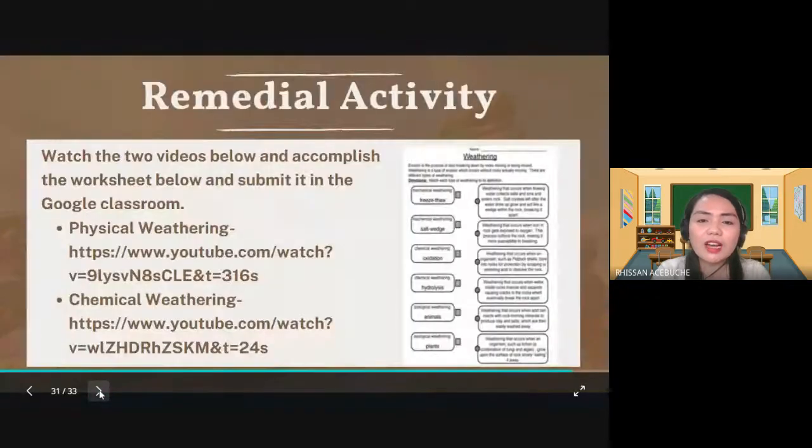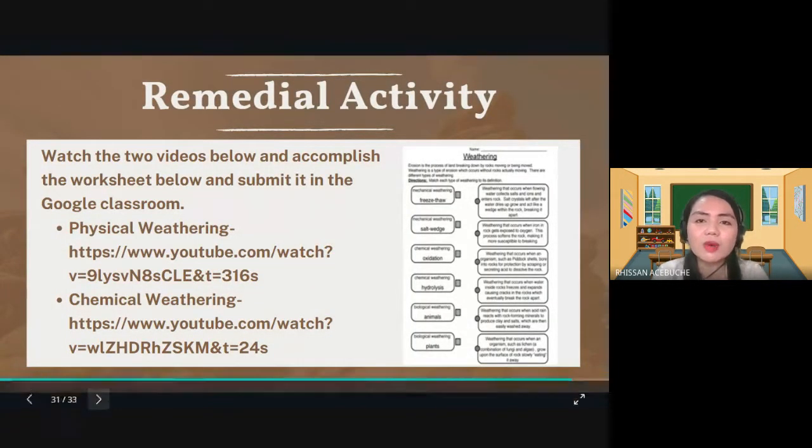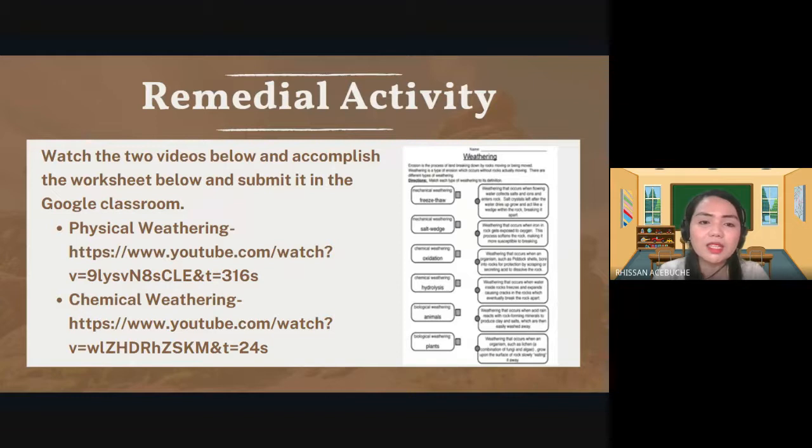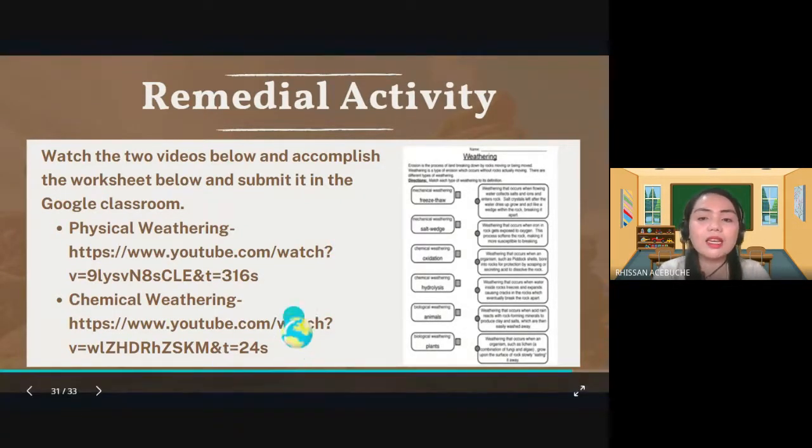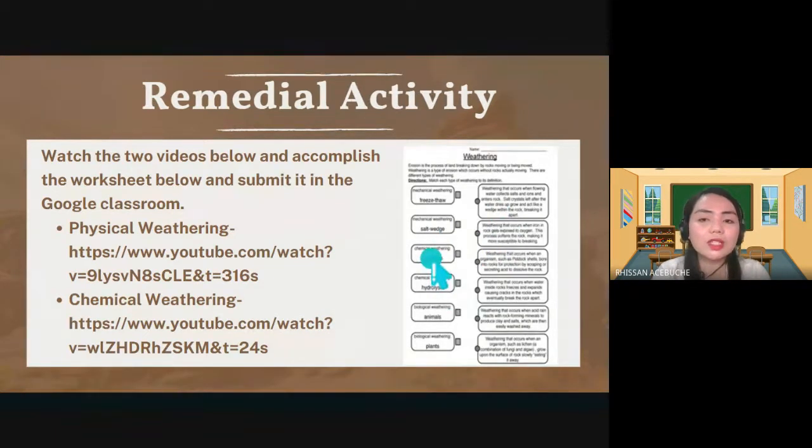So if you got scores 1 to 3, this will be your remedial activity. I'll be checking later those who got a score of 1 to 3. All you have to do is to watch the 2 videos below and accomplish the worksheets that are already attached in the Google Classroom. Just click the link and then watch the videos and answer the worksheet. Attach your answered worksheet in the Google Classroom.